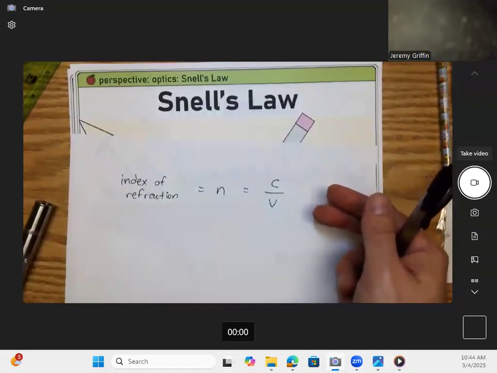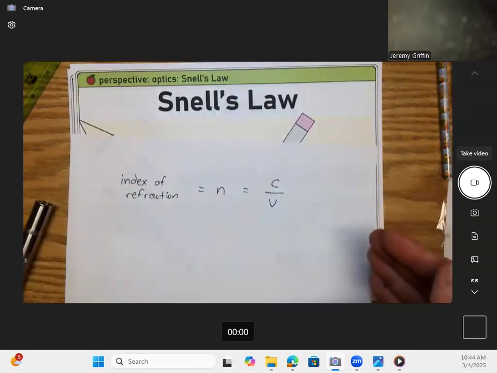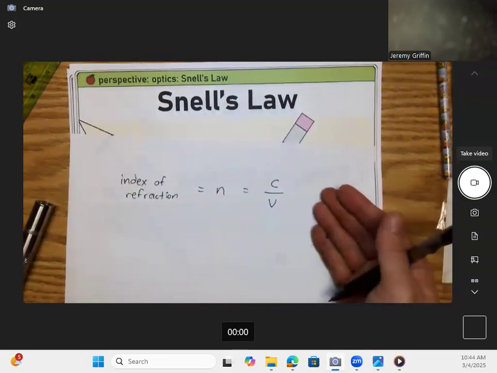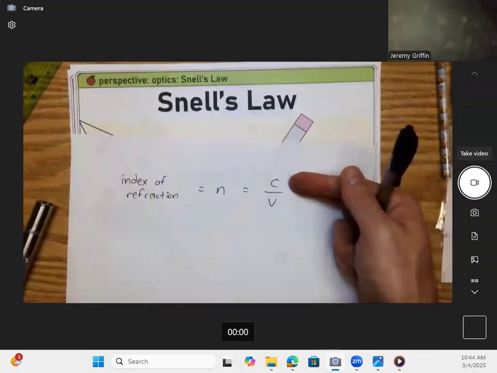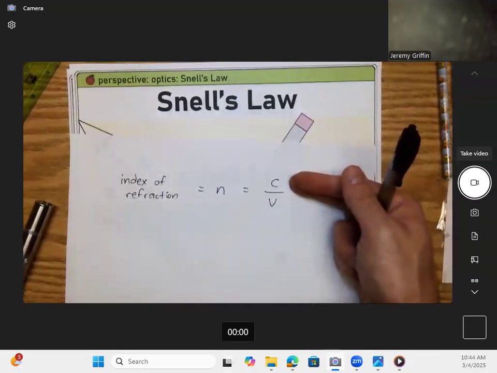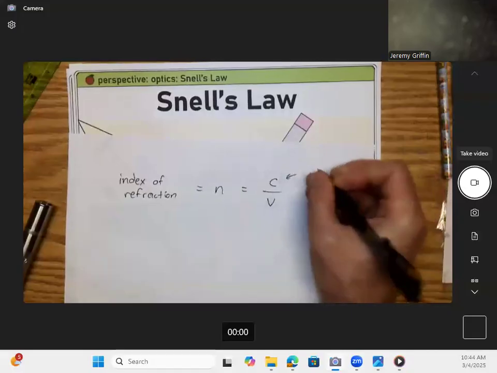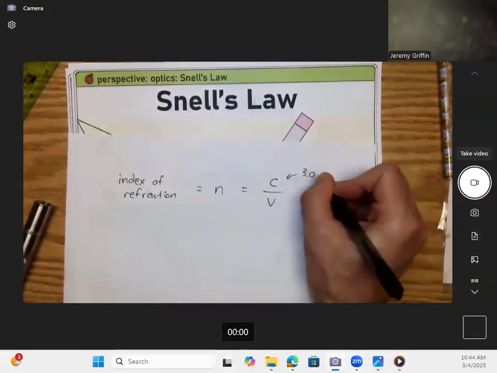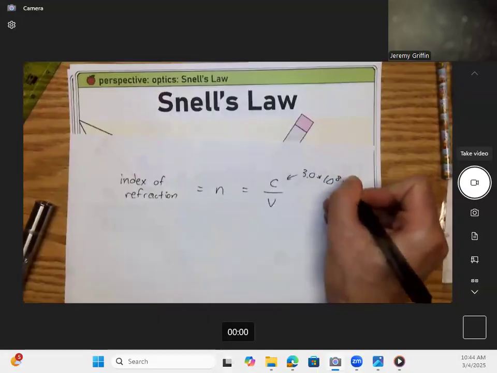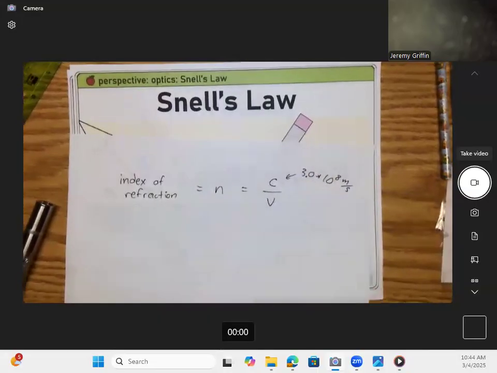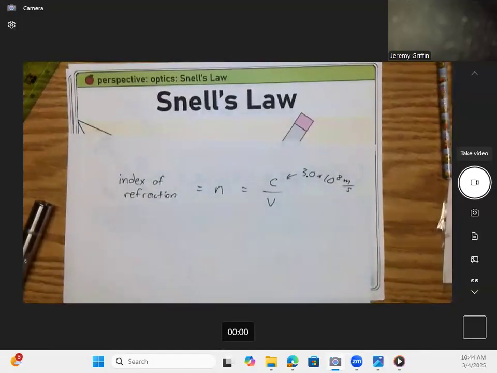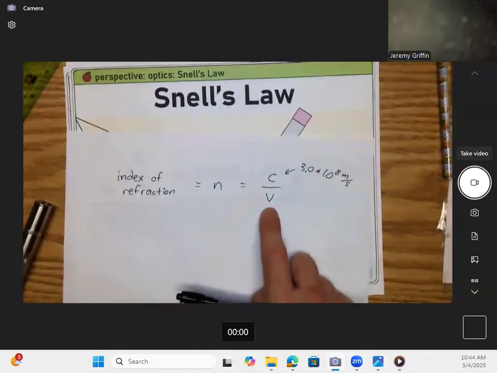1.2. How do you know it has to be more than 1? Yes, the speed of light is fastest in a vacuum, and that's what this number is right here. So we're going to take this to be 3.0 times 10 to the 8 meters per second. That's the speed of light in a vacuum. It's actually like 2.9979 something, but I just rounded it. And it's going to be slower inside the material.